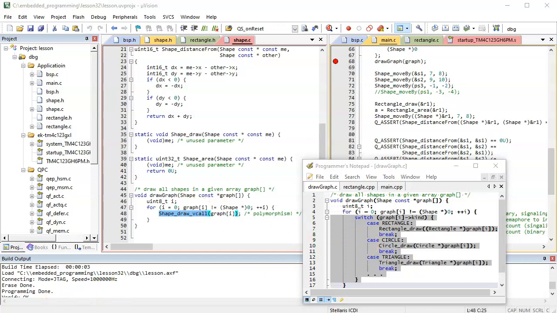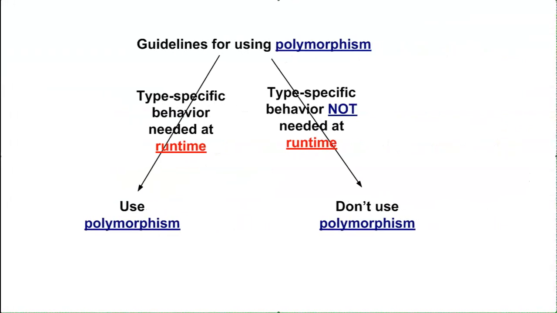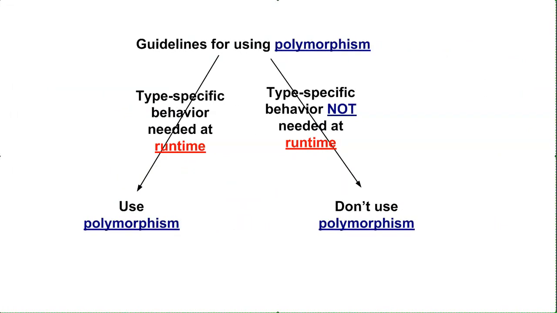So here is your main guideline. Whenever you see or anticipate code like the switch statement scattered throughout your project, you should consider polymorphism. But please remember that the only valid reason for applying polymorphism is that the object-specific behavior needs to be selected at runtime. Which brings me to the guidelines when not to use polymorphism.